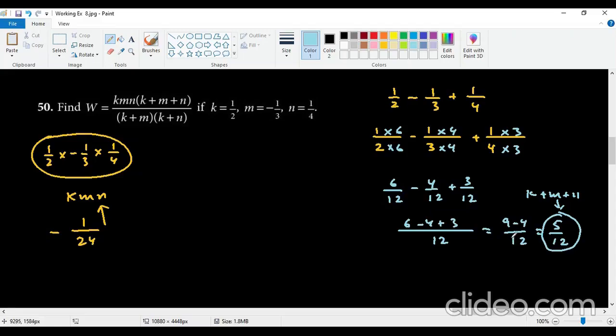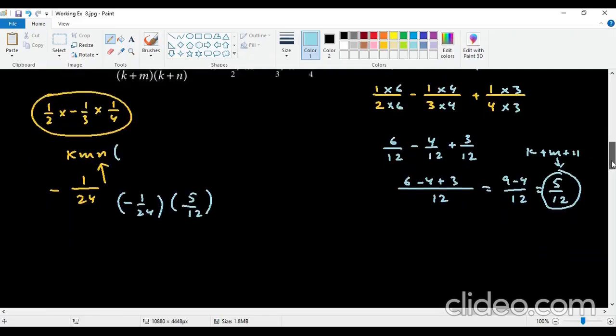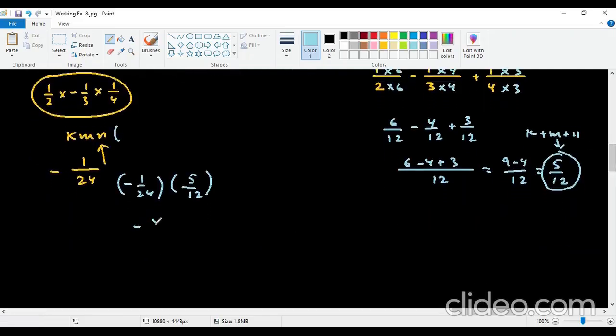Now I need to multiply these two values. I need to multiply the value of kmn with the value of k plus m plus n. So the value of kmn is negative 1 over 24, which is going to be multiplied by 5 over 12, which is the value of k plus m plus n. And denominators I'll be doing later. So when I multiply this, I get minus 5 over 12 times 24, which is going to give us 288.